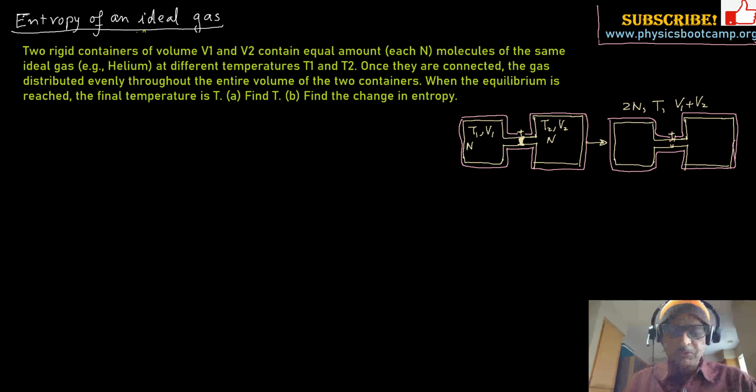This is another problem on finding entropy of ideal gas. We have one already, and this is the second one, which is very similar, except that now the temperatures are different here. The other problem we've done was exactly the same, except the temperature was all the same. Here the temperature is different.